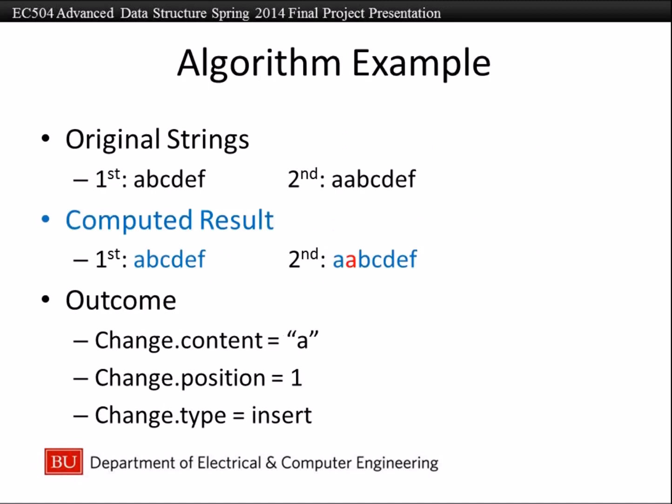Here's an example of how the algorithm works. If we were given 2 strings, the first one is A, B, C, D, E, F, the second one is A, A, B, C, D, E, F. It's going to regard those 2 strings as one A is inserted after the first A in the first string. So if we run the algorithm on those 2 strings, we're going to get the outcome like this. We're going to have one change object. The content field of this object is going to be the character A. The position is going to be 1, which is the position where this A is inserted, and the type is going to be an insert, which means that this is an insertion.